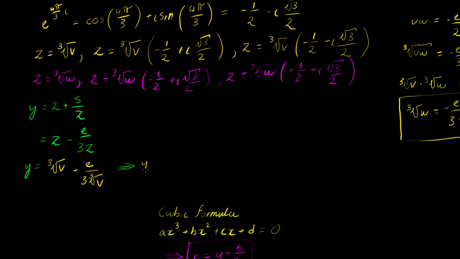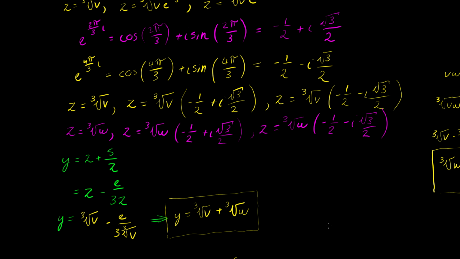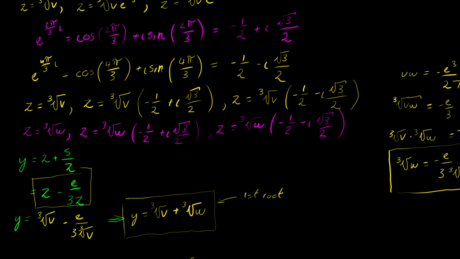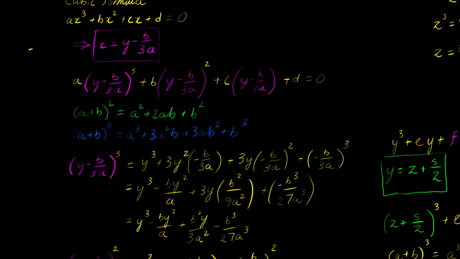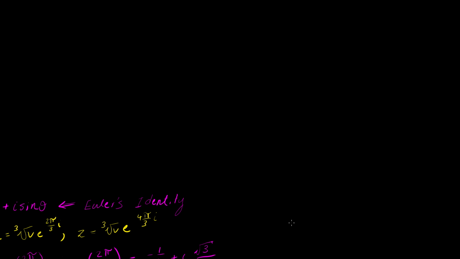So we know that y is going to be equal to the cube root of v plus the cube root of w. This is one of our possible values for y. So now, that'll give us one of the possible values of x, by the way. That's the first root. That's our first possible solution so far. So now we can actually use this for the other roots as well.